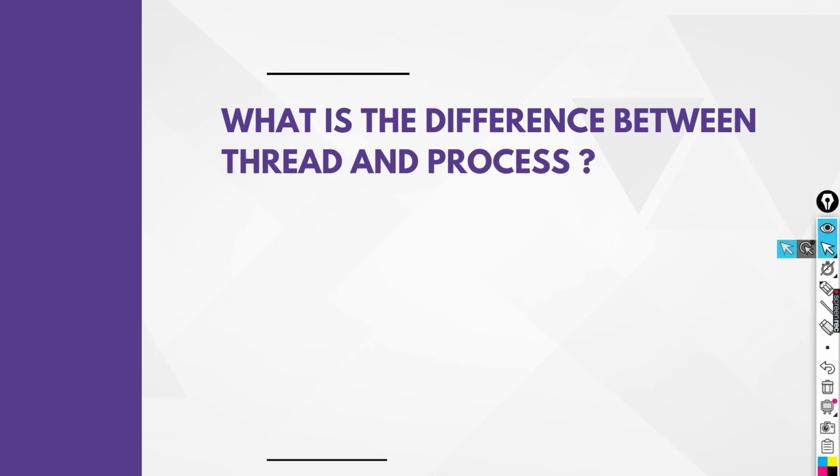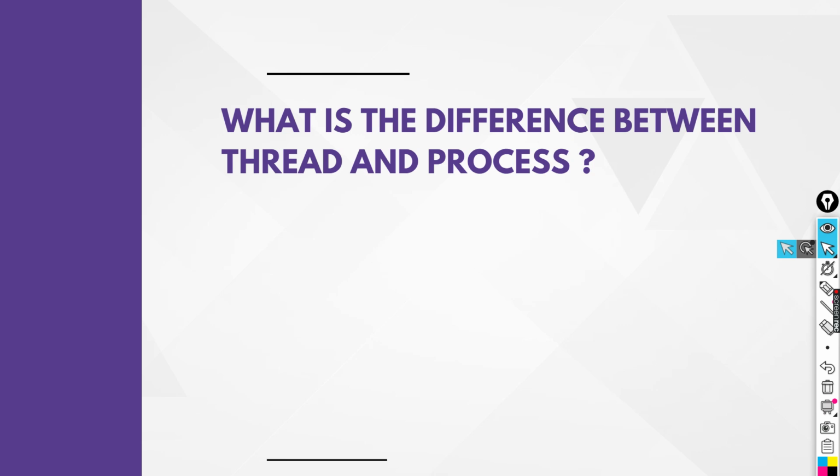What is the difference between threads and processes? The key differences between these two: for memory, a process has its own memory space, while threads share the same memory within a process. For communication, processes require inter-process communication, whereas threads communicate easily by sharing memory. For context switching, switching between processes is slower than switching between threads.